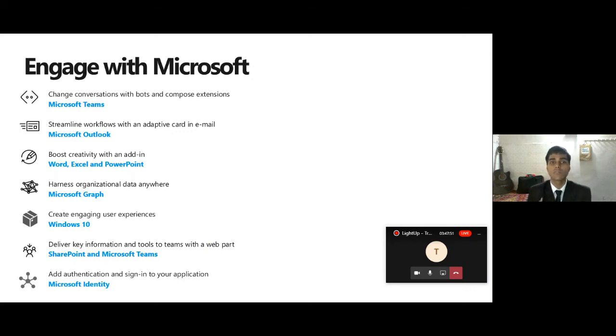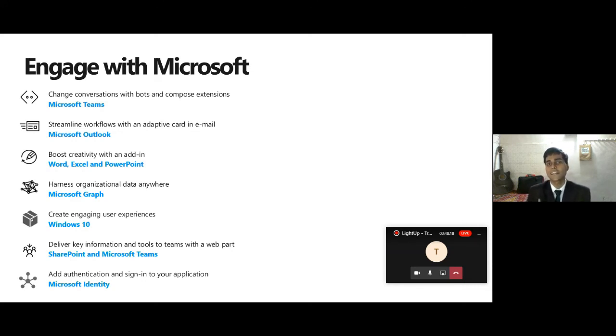Next is streamlining workflows with an adaptive card in email. This is another application of Microsoft's M365, and it is looked after by Microsoft Outlook. Next is boosting creativity with an add-in, or you can say add-on. This is the very basic one. Word, Excel, and PowerPoint are helping us to scale and enhance our abilities using various docs and presentations.